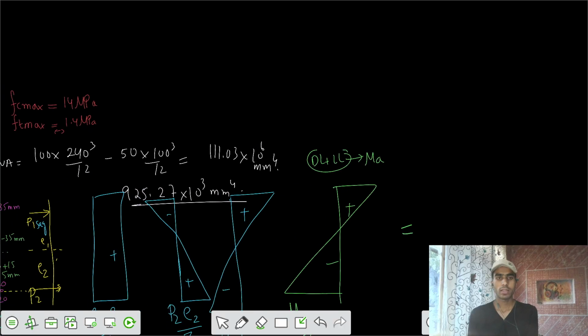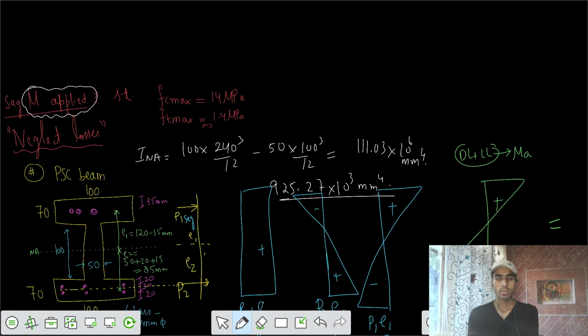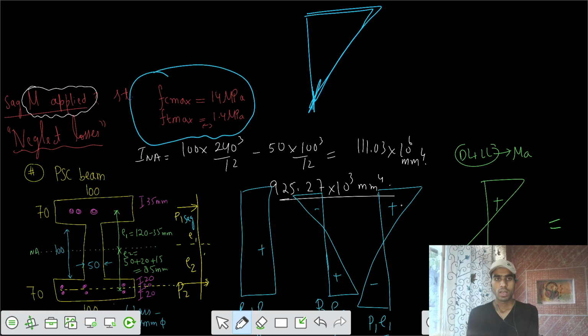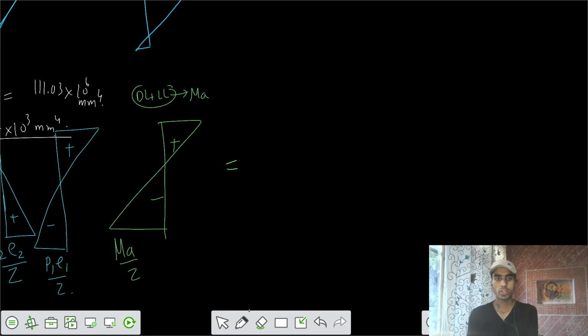Such that the resultant at the top, because we are talking about the final stage, that means the final stage diagram is somewhat in this way, an ideal stress diagram. But according to this condition, our final diagram should be that we have some compressive 14, and after that some tensile of 1.4. So the diagram should be in this way.